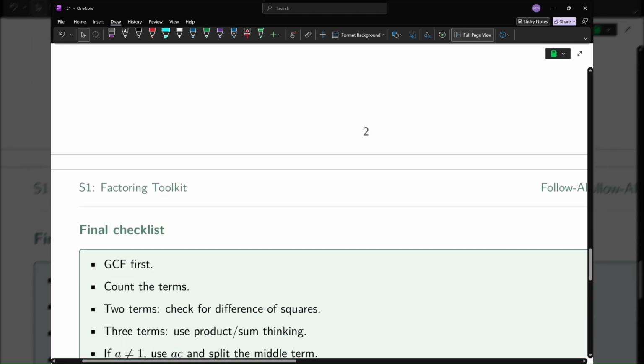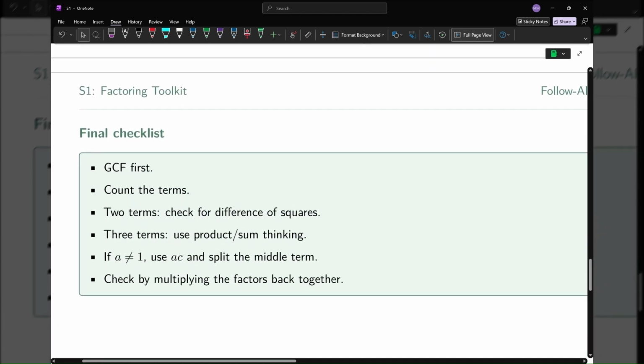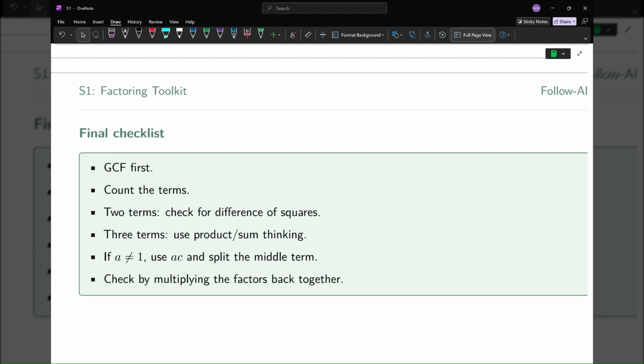So just wrapping this video up, little checklist. First, always look for that greatest common factor. Count the terms. If you have two terms, you're thinking difference of squares. If you have three terms, it's probably some sort of product sum. If a is not 1, you can use decomposition, or you can use crisscross, or you can use inspection.